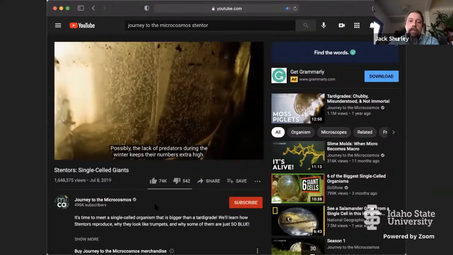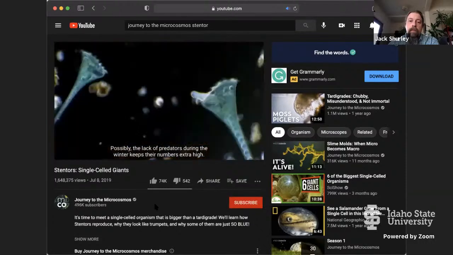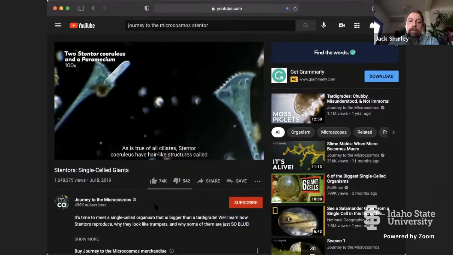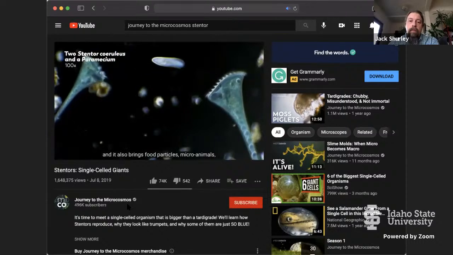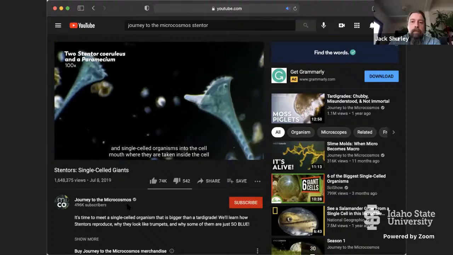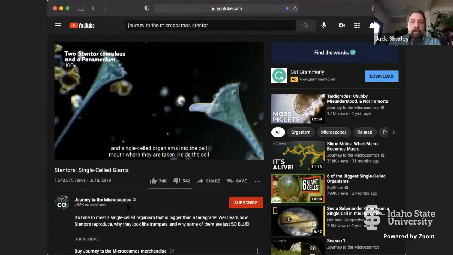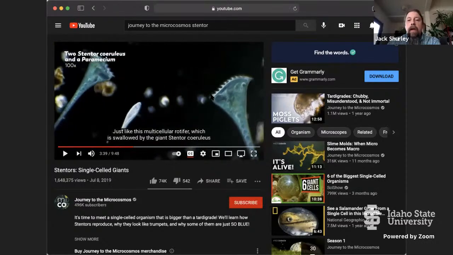Possibly the lack of predators during winter keeps their numbers extra high. Stentor caeruleus is a part of ciliates. Stentor caeruleus have hair-like structures called cilia. The beating of the cilia propels these cells in the water when they want to move around, and it also brings food particles, microanimals, and single-celled organisms into the cell mouth, where they are taken inside the cell to be digested. That's what we were just seeing right there.